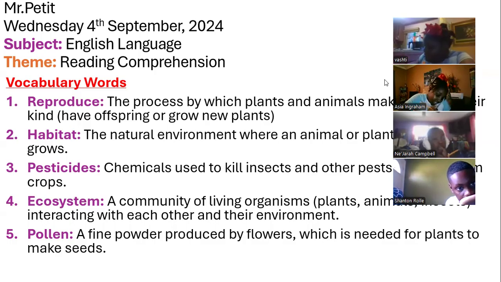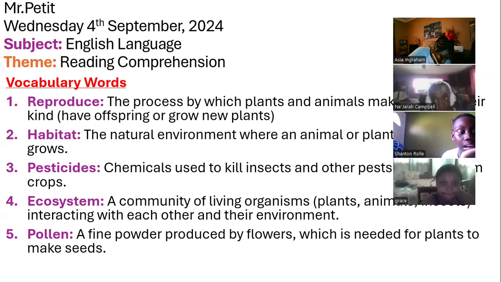Nadara Campbell, which one is your favorite? Habitat. Why? Because I love natural resources. You love natural resources. Good. And Chanton, which one is your favorite? Habitat as well. Why habitat? Natural. You like natural stuff. And Grace, which one is your favorite word out of five? I like pesticides because it sounds fancy.